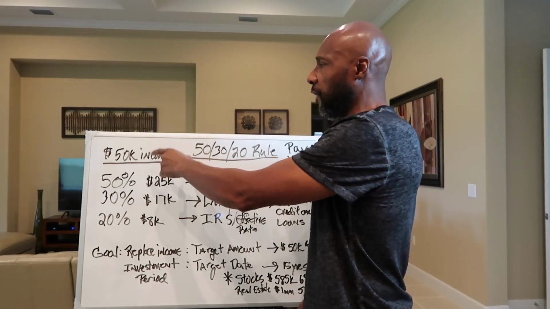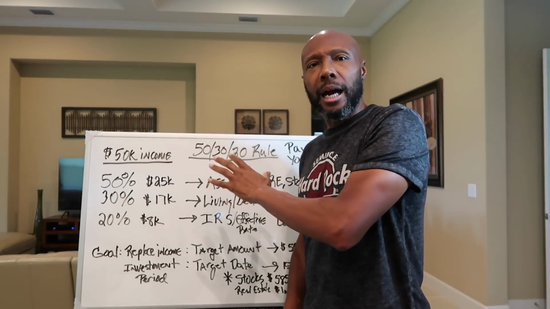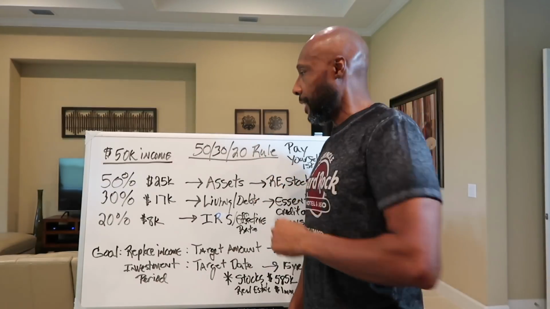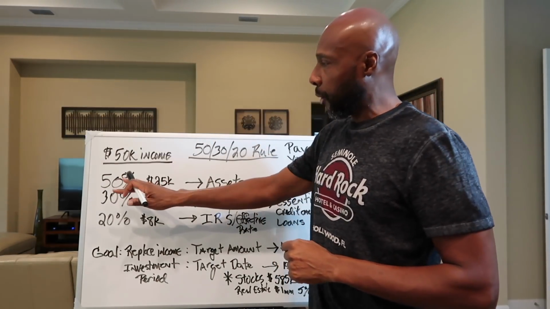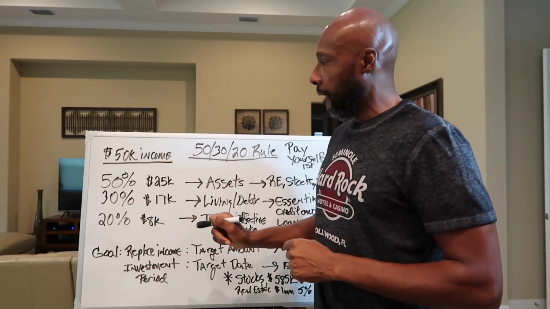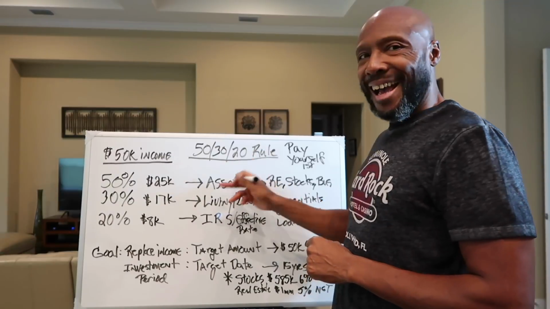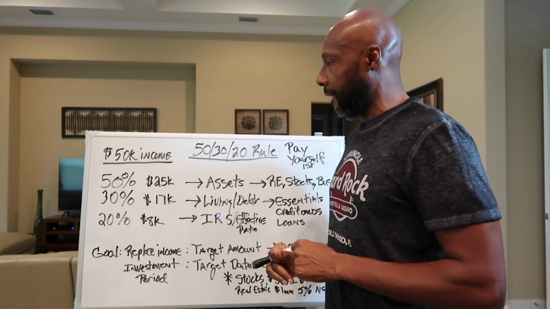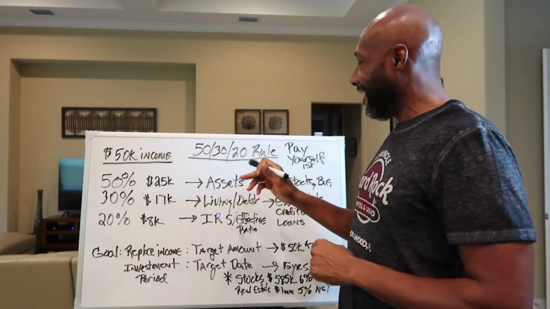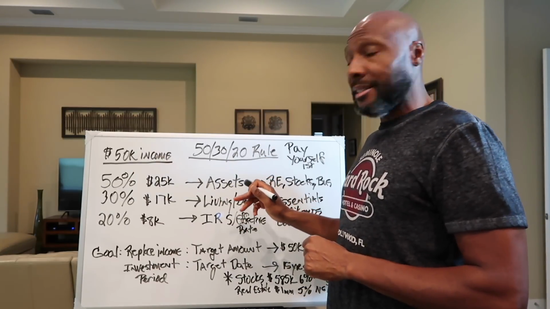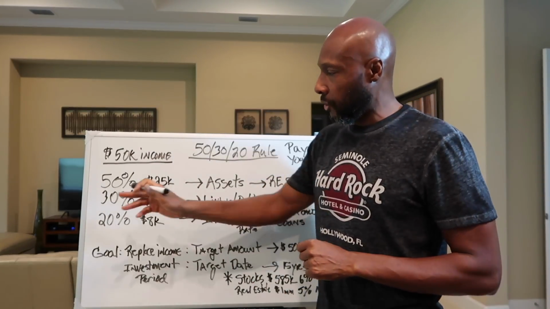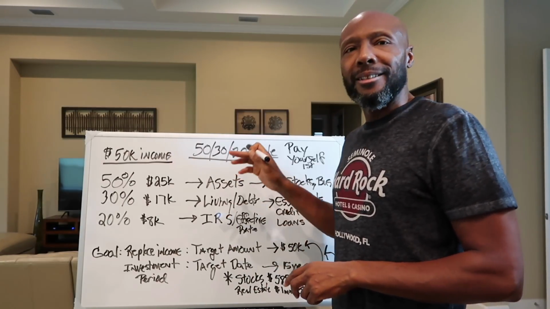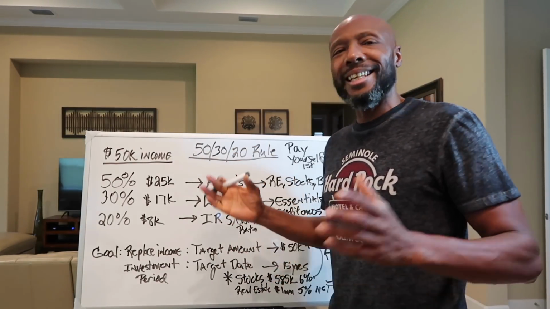We're going to use a 50K income as our example in this 50-30-20 rule exercise. Now, 50% of our 50K is going to be spent on assets. 30% of our 50K income is going to be spent on living expenses and debts. And then 20% of our income is going to be spent on paying Uncle Sam, or the IRS.